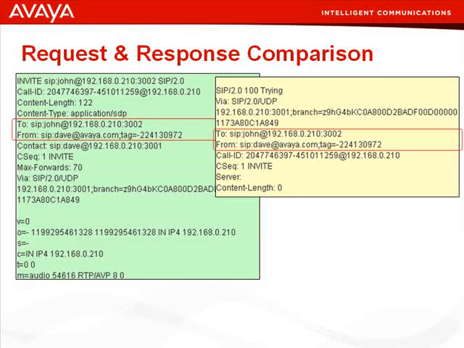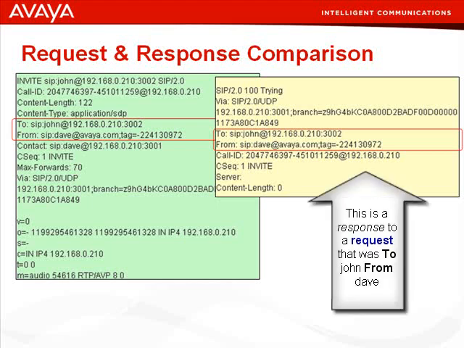I personally was quite surprised to see the To and the From headers had not been reversed. I was kind of expecting that the To address in the response would show who the response was going to, and likewise the From address would signify who the response was from. Not so. The To header does not mean this is a response to SIP John. The To and the From headers are simply copied from the request straight into the response. They're not changed at all. I always suggest in reading SIP responses that we put things in the context of it being a response to a request. Accordingly, I recommend we read the To and the From headers in the response something like, this is a response to a request that was to John from Dave.